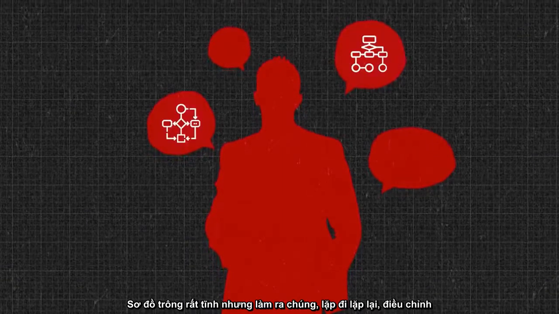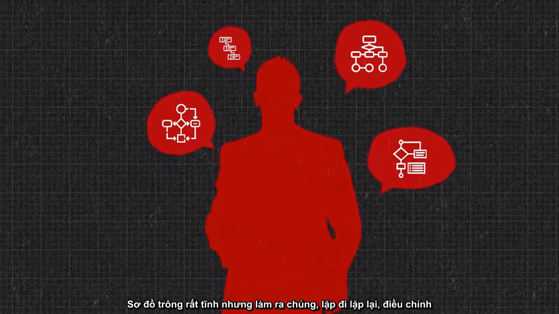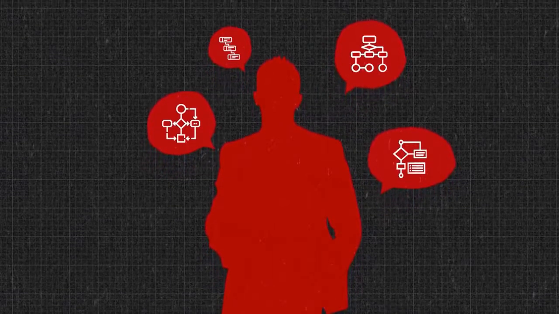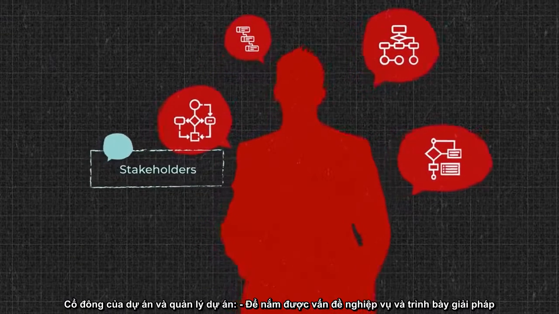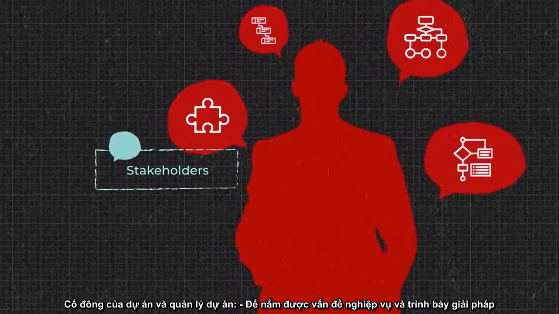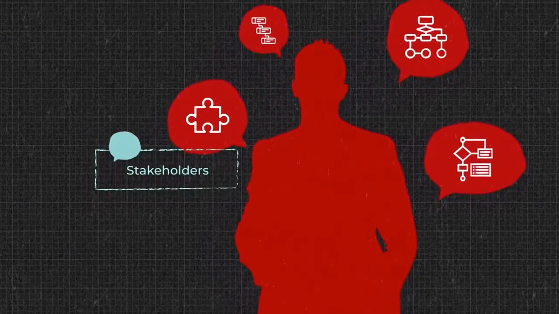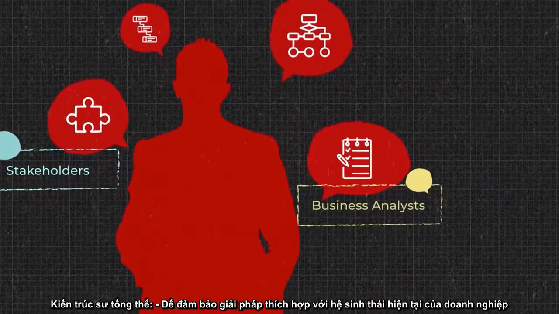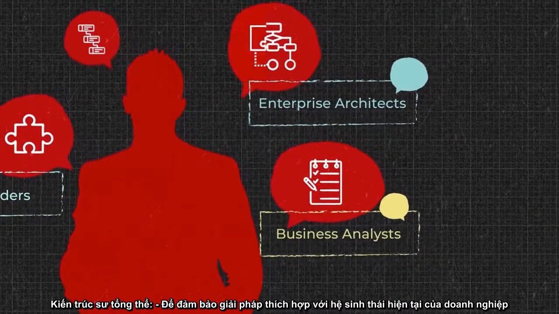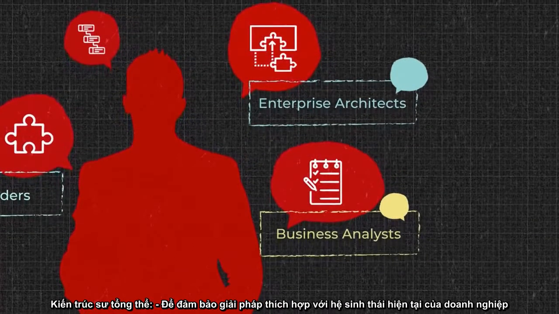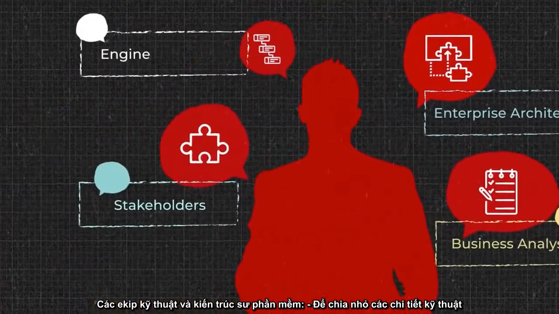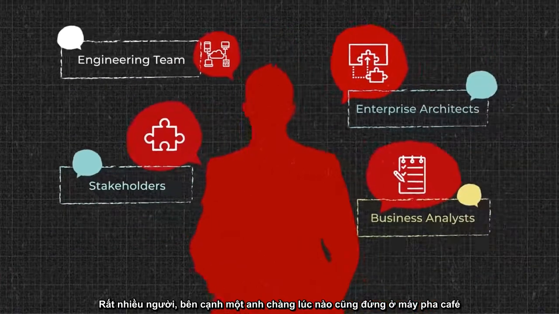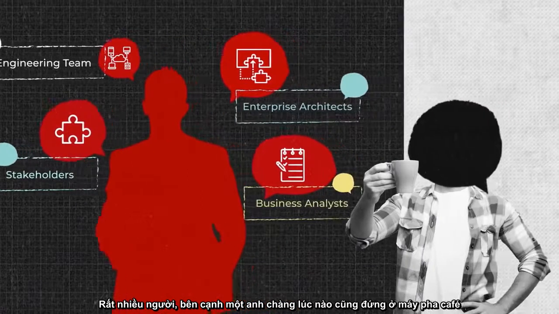Diagrams look static, but making them, reiterating, and tweaking entails a lot of communication with different parties: stakeholders and project managers, to capture the business problem and pitch a solution; business analysts to work over requirements; enterprise architects to fit a solution into the corporate ecosystem; engineering team and software architects to break down tech details. Many people, besides that one guy that's always at the coffee machine.